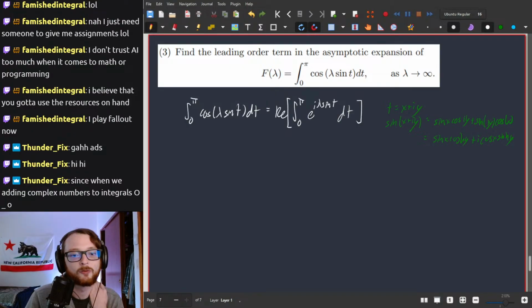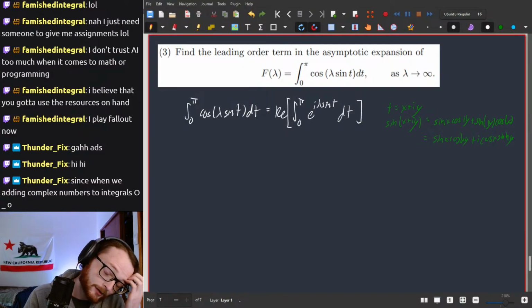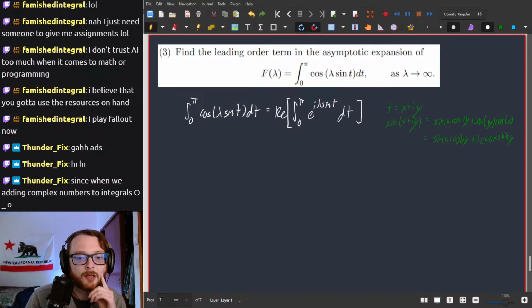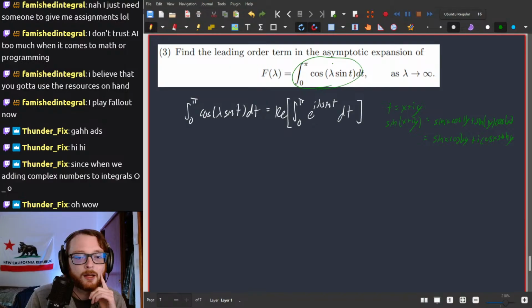Since when are we adding complex numbers to integrals? I mean, I've been doing it since like summer of last year or something. But yeah, there's a whole world of integration with complex numbers that's actually really cool. In this question, I'm trying to get an approximation for a real integral. And we can actually get an approximation for this using complex variables and some other tricks.